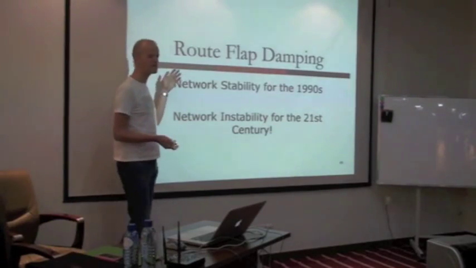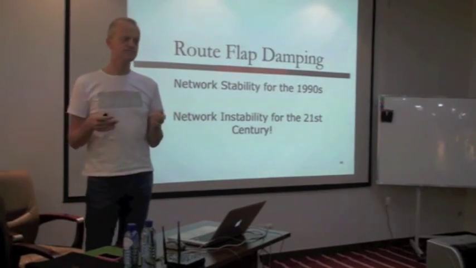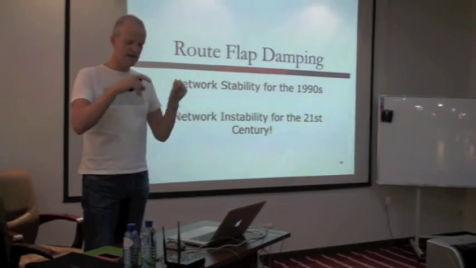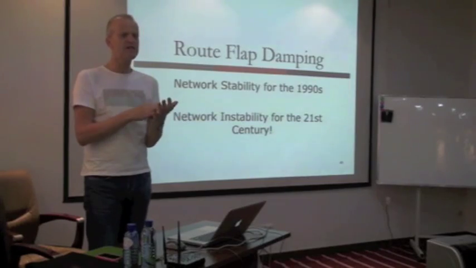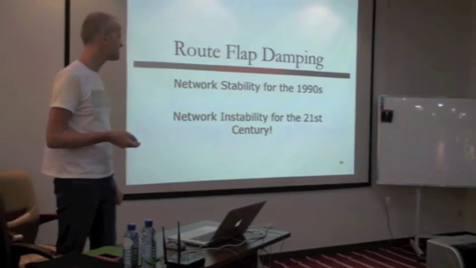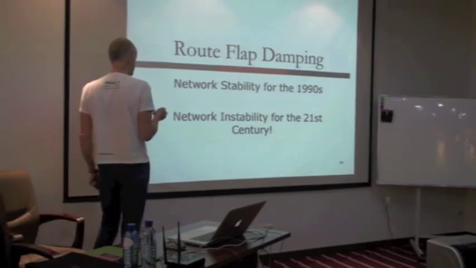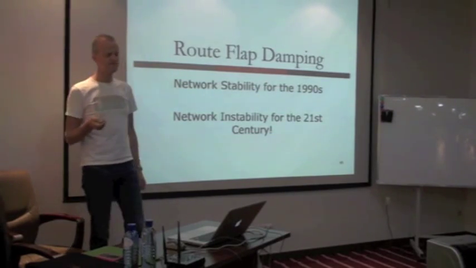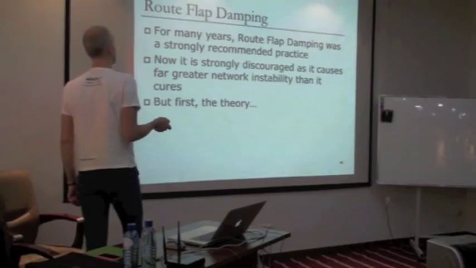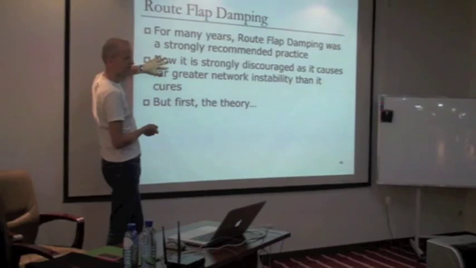So flap damping was introduced. Back in the mid-90s, the internet was very small. There weren't many ISPs. There were a few ISPs in the core and many around the edge. But nowadays, the internet is much more richly connected, with many, many more interconnections. So prefixes that are flapping have a different impact from what they had 15 years ago, and trying to do something about these flaps actually causes problems. For many years, flap damping was strongly recommended. Now it's strongly discouraged.